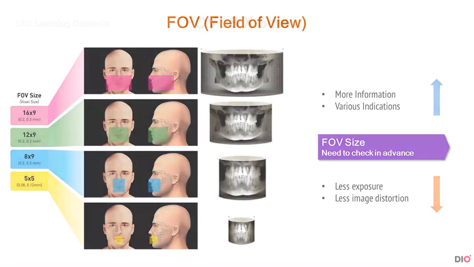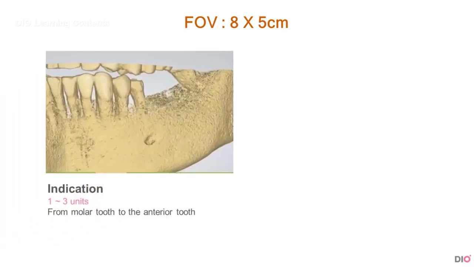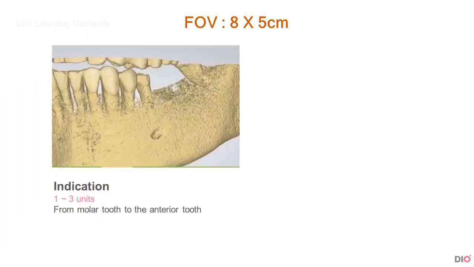Perhaps the most used CBCT was FOV of 8 by 5 at the time CBCT began to be widely used in the dental industry. Let's study this size first. Looking at the scan image on your left, you can see that it is possible to scan from the molar to the anterior region.